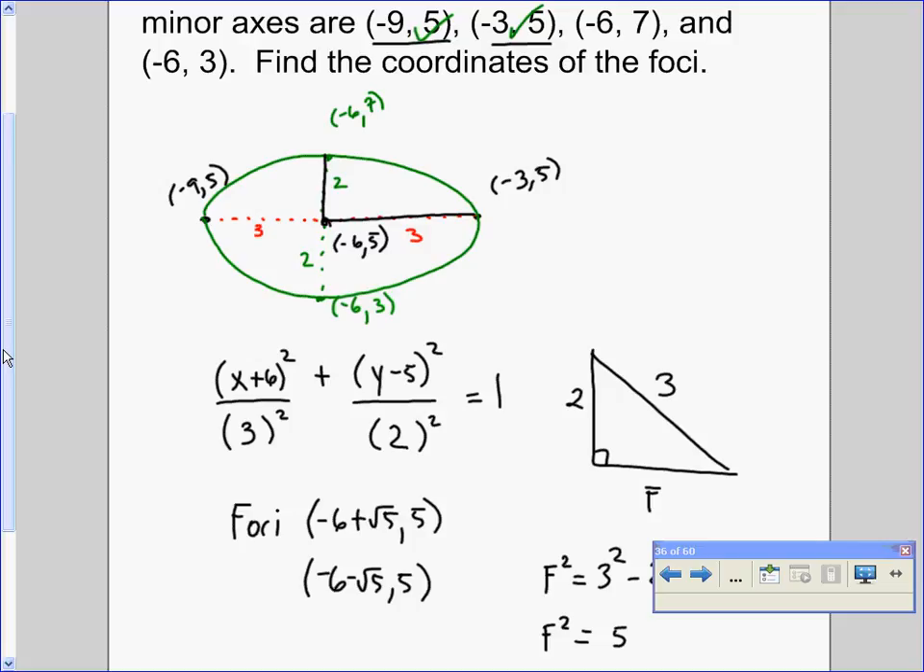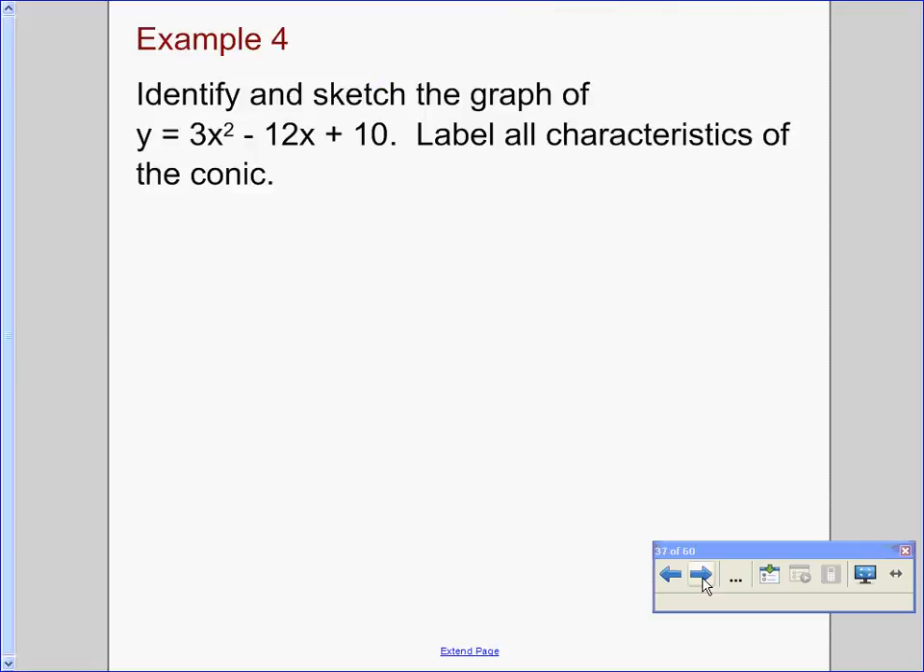And that's it for that example. Let's move on to example 4. This time we're going to identify and sketch the graph of y equals 3x squared minus 12x plus 10, and we're going to label the characteristics of the conic. This one should be pretty obvious that what we have is a parabola, and that's because we only have one quadratic term, being my x squared.